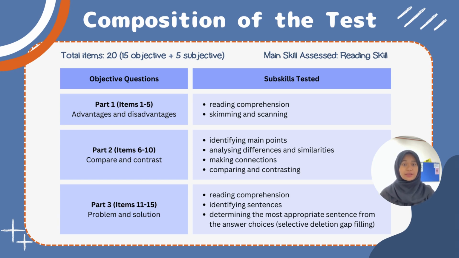So the first 15 items were objective MCQ. For items 1 to 5, the test takers were required to answer based on the passage. So this passage is categorized under advantages and disadvantages. So part 1 tested the sub-skills which are reading comprehension, skimming and scanning. Thus, the test takers needed to comprehend the questions accurately, besides skim and scan the passage to answer the questions.